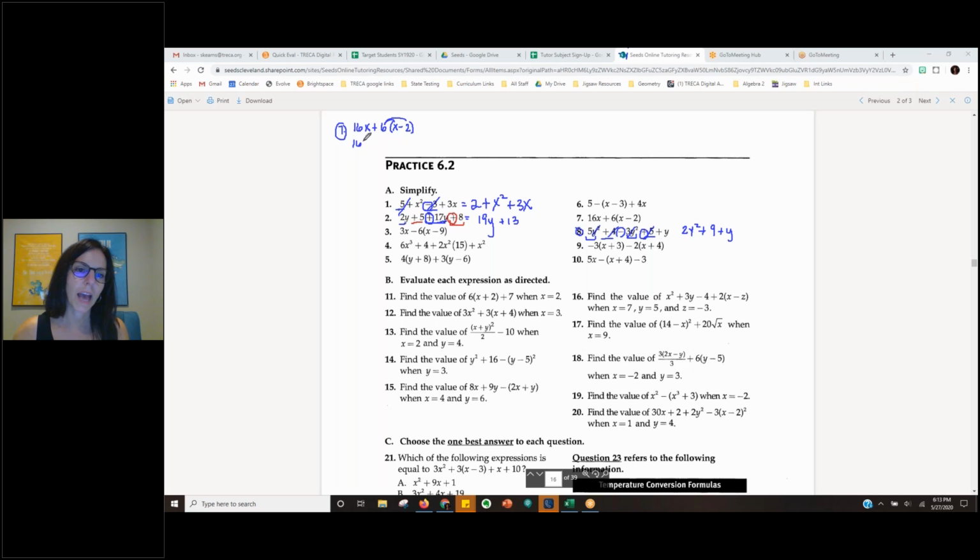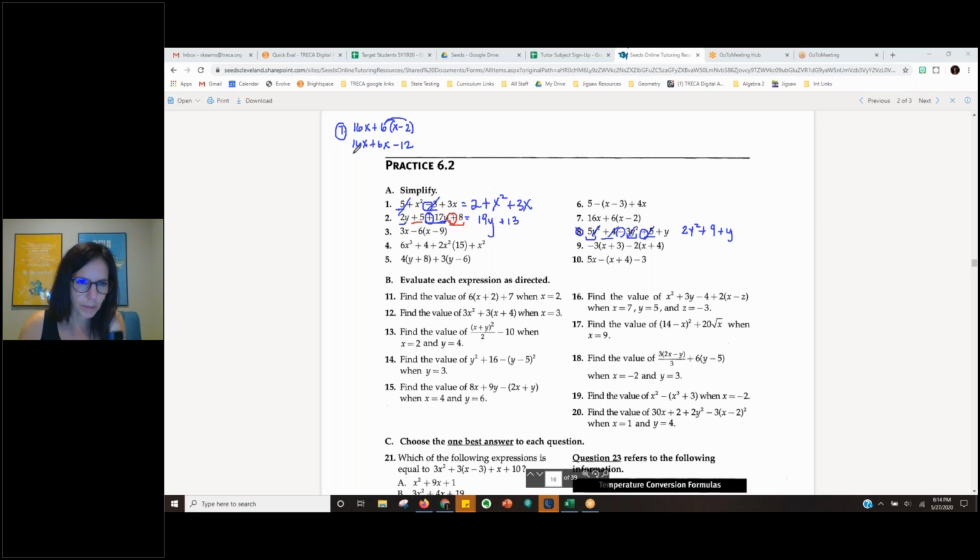I'm going to write 16x, because nothing happens here, plus 6x, 6 times x. It's a positive 6 times a positive x. And I have a positive 6 times a negative 2. Positive 6 times negative 2 gives you negative 12. So after you distribute, it looks exactly like 1, 2, or 8.